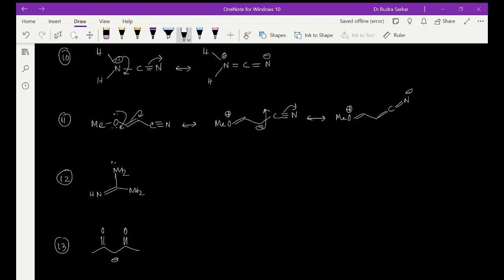Out here in guanidine, if this lone pair is donated, so this is the resonating structure we will obtain. However, if the lone pair donation happened from here, then the structure that we would have got would have been the following as shown over here.